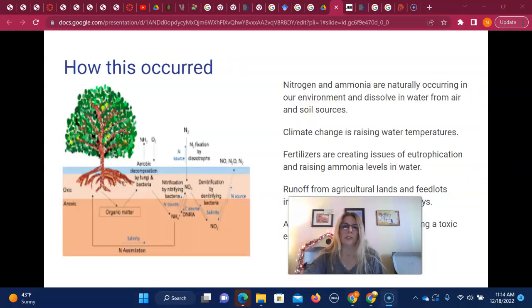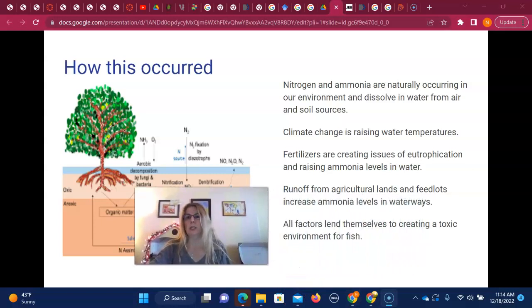So how has this occurred? Nitrogen and ammonia are naturally occurring. They dissolve in water and air from the soil. Climate change is raising water temperatures. Fertilizers are creating issues of eutrophication and raising ammonia levels in water. Runoff from agricultural lands and feedlots is also increasing ammonia levels in waterways. And all these factors are lending themselves to creating a toxic environment for fish.